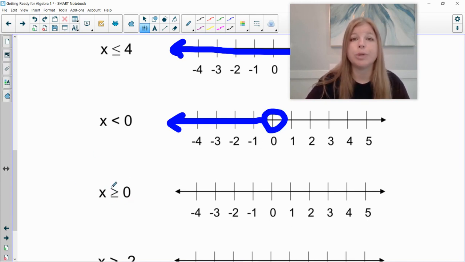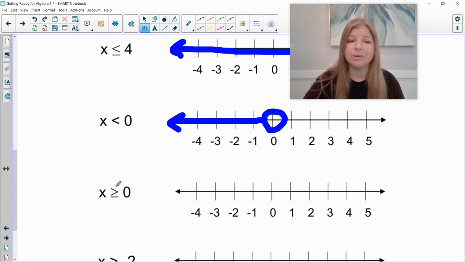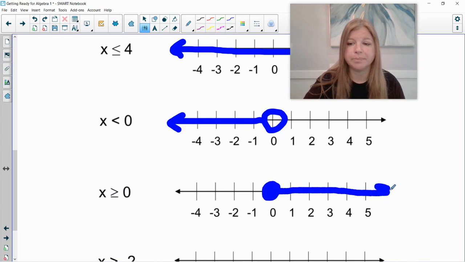Next one, x is greater than or equal to 0. So at 0, is 0 greater than 0? No. But is 0 equal to 0? Yes. So where 0 is equal to, I can put a closed circle. Where do all the values get greater than 0? All the values greater than 0 are to the right.